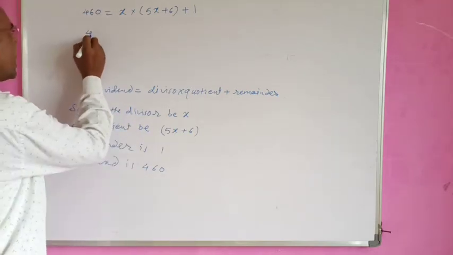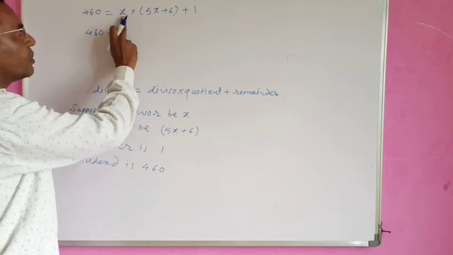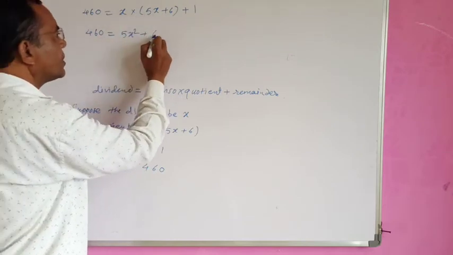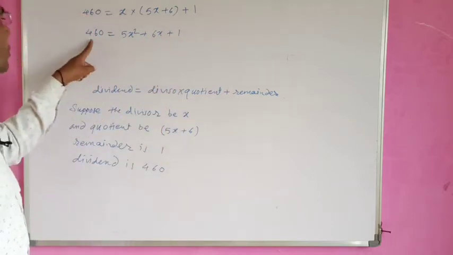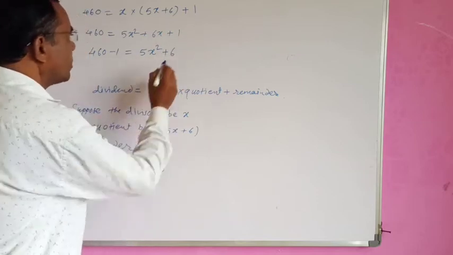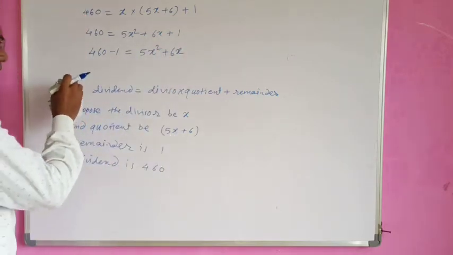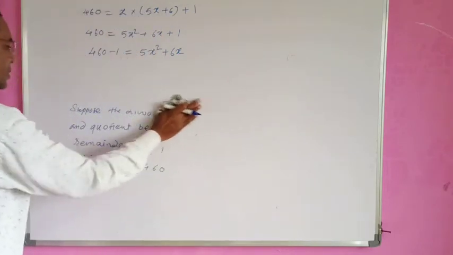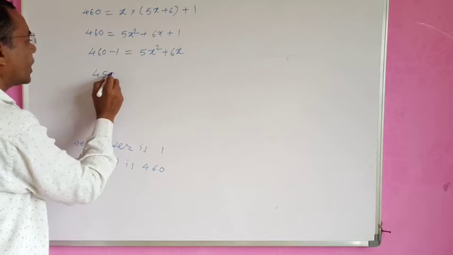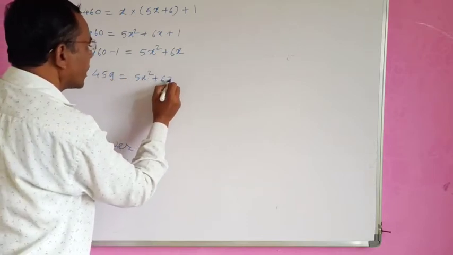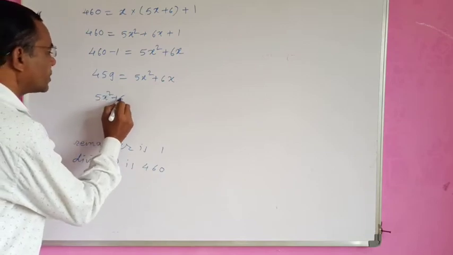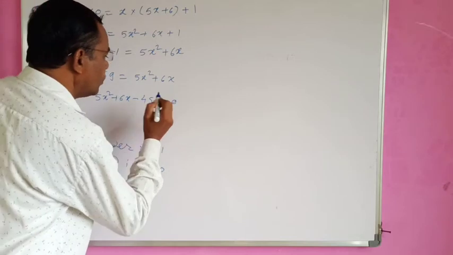That is here 460 is equal to, we have to multiply x with the bracket, therefore 5 into x, that is 5x square plus 6 into x, that is 6x plus 1. This plus 1 becomes here minus 1. 460 minus 1 is equal to 5x square plus 6x. Now 460 minus 1, that is 459 is equal to 5x square plus 6x, and this 459 becomes here minus, therefore 5x square plus 6x minus 459 is equal to 0.